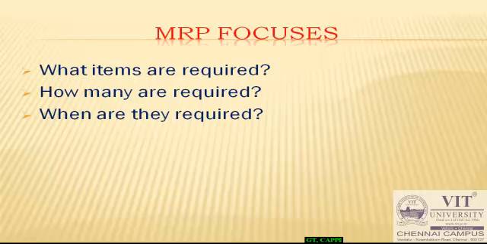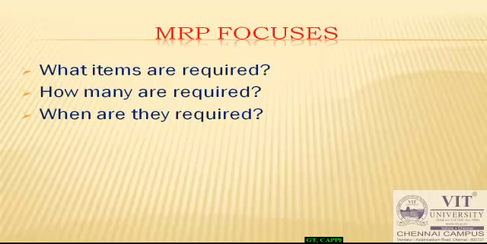Okay, so 4 or 5 days of material should be available in the buffer or in our storage. So how many are required, what items are required, and when they are required. Suppose it takes a week to process, we have to start our process a week before, or 10 days before we have to initialize the operations.